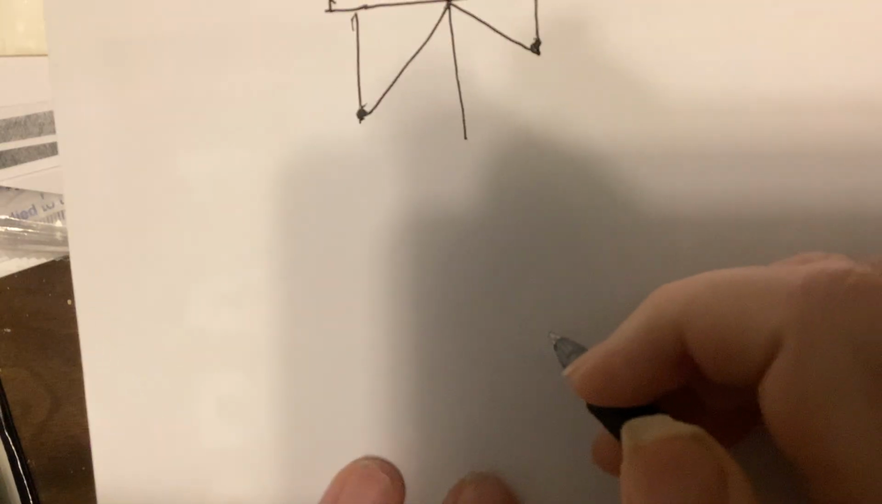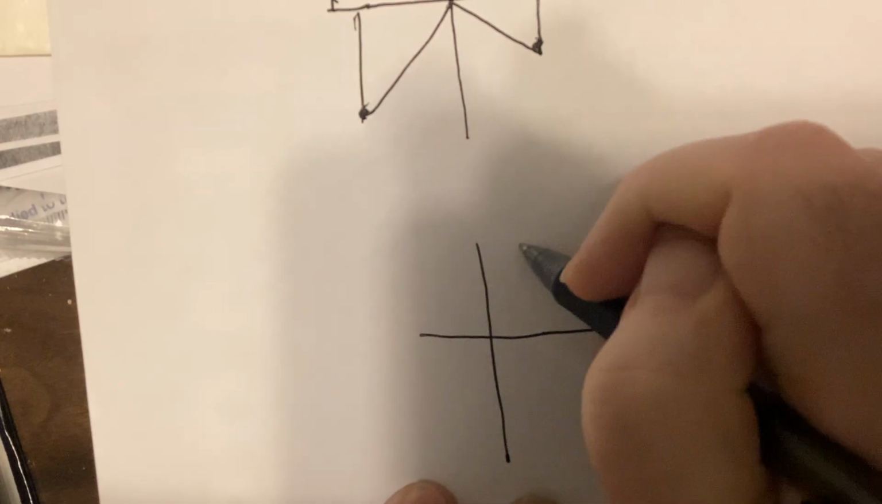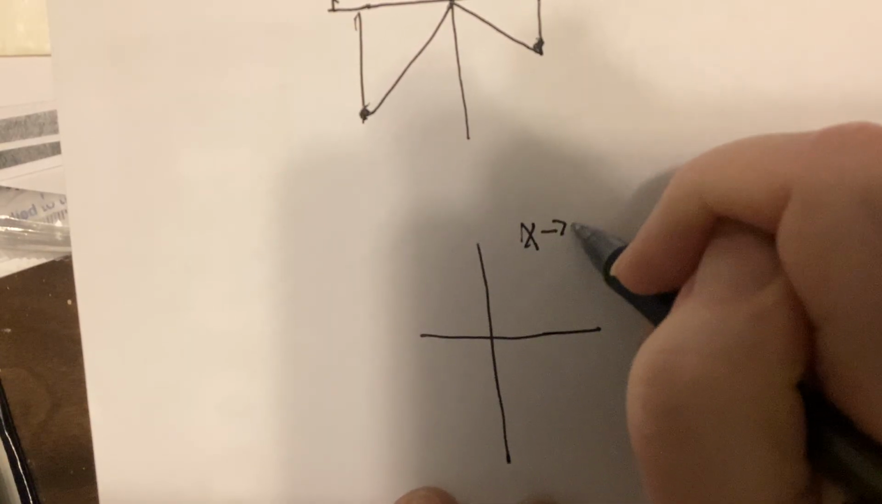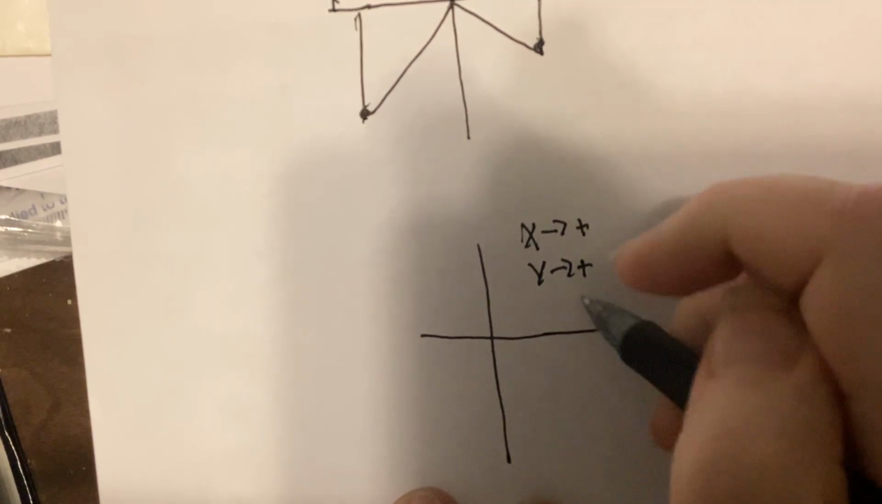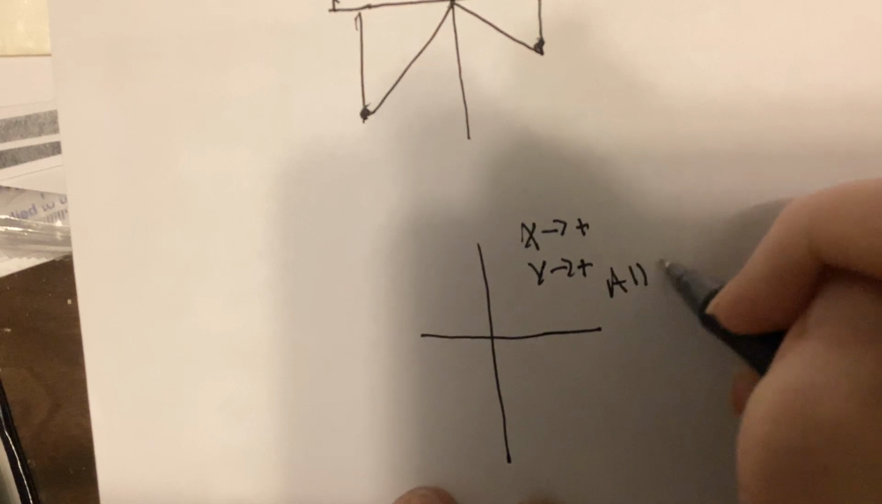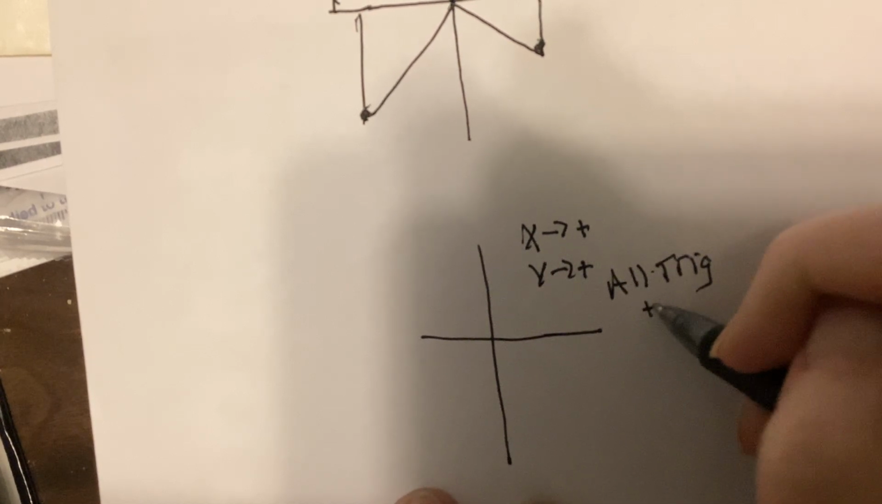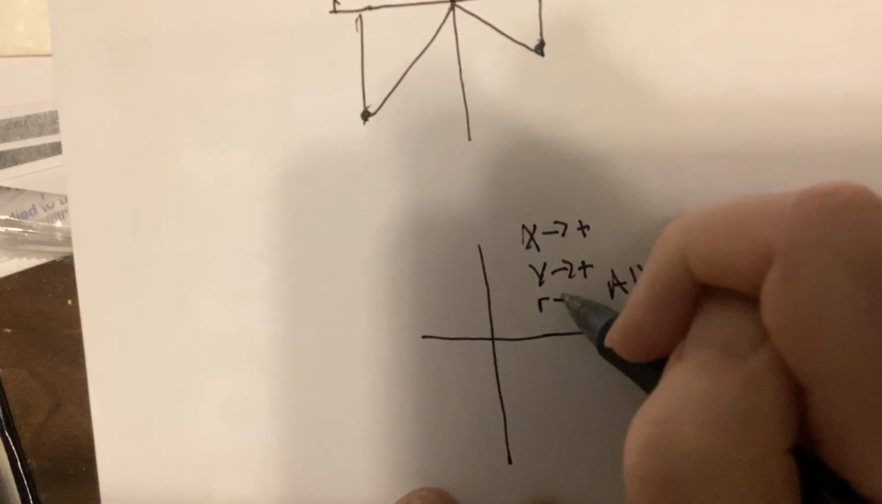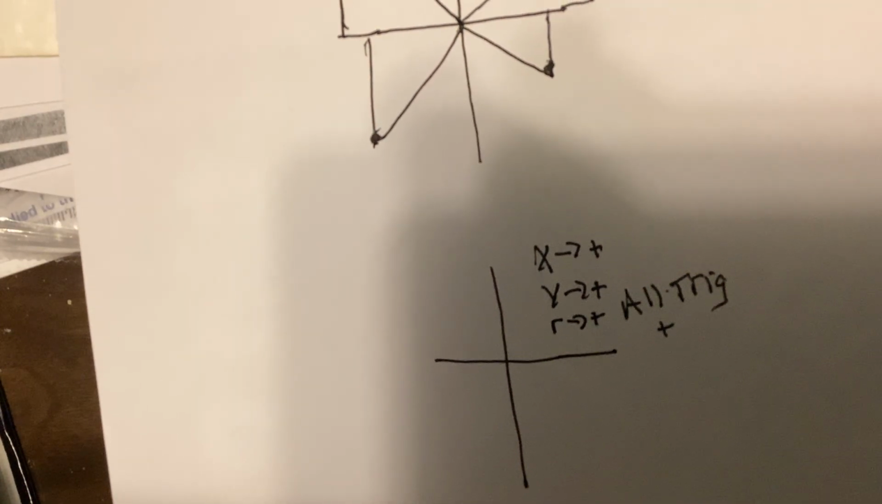So if we're in the first quadrant, x is positive and y is positive. So all the trig functions will be positive because r is always positive and r cannot be 0.